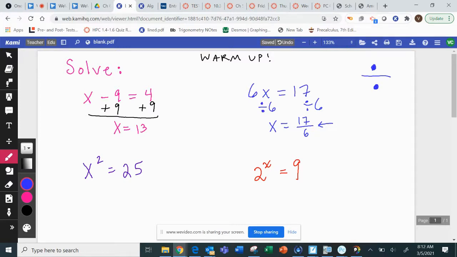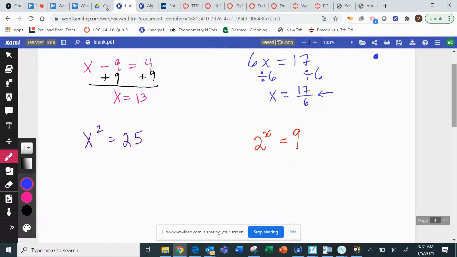Okay, the third one. x squared equals 25. How could I get x by itself for that? Somebody new. Who's talking? Yes, Ella. Square root both sides. All right, Ella. I got a question, though. There is something else that I need to do when I square root. Do you know what it is? Yeah, plus minus. Okay.